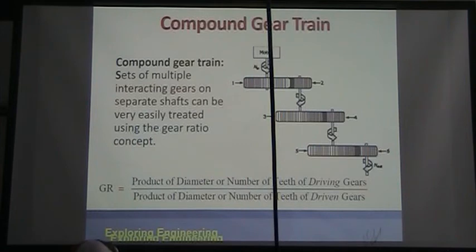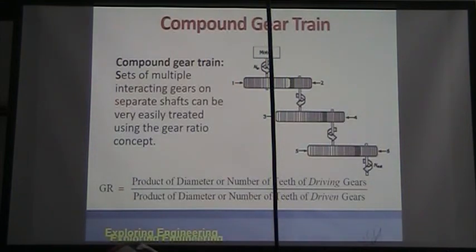Okay, then we can have a compound gear train, where we have sets of multiple interacting gears on separate shafts that can be very easily treated using our gear ratio concept. So our gear ratio is going to be the product of diameter or number of teeth of driving gears divided by the product of diameter or number of teeth of driven gears.